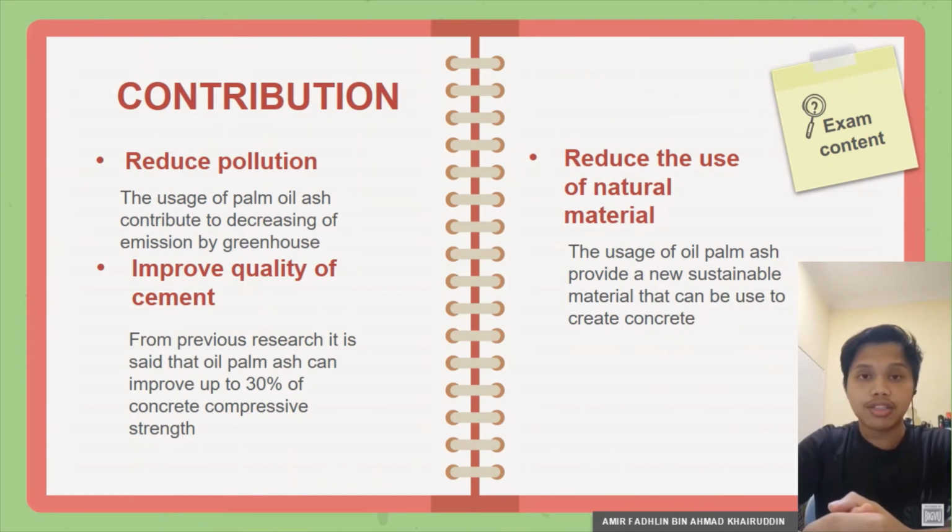Next, we have the contribution. First, we have reduced pollution. The use of palm oil ash contributes to a decrease in greenhouse gas emissions. Next, we have improved quality of cement. From previous research, it is said that palm oil ash can improve concrete compressive strength by up to 30%. Last one, we have reduced use of natural material. The usage of palm oil ash provides a new sustainable material that can be used to create concrete.